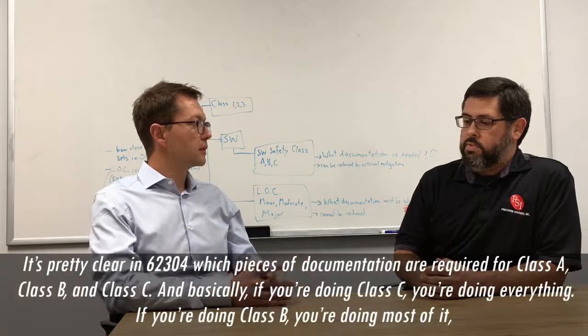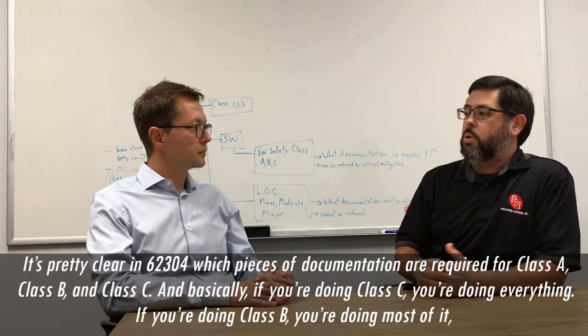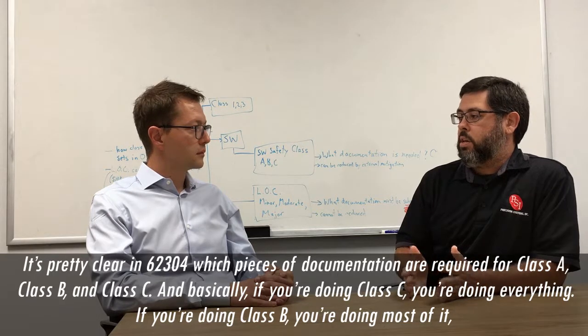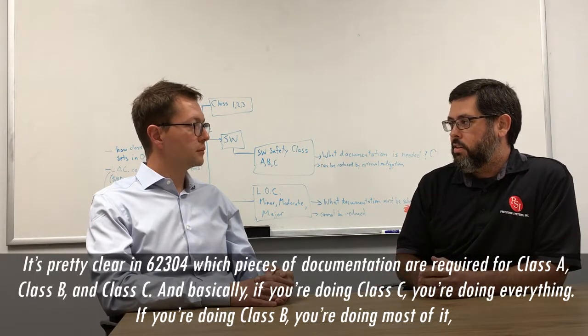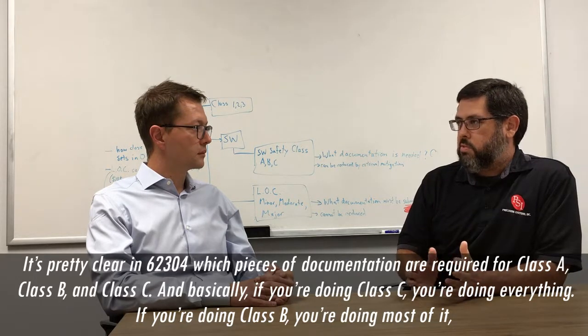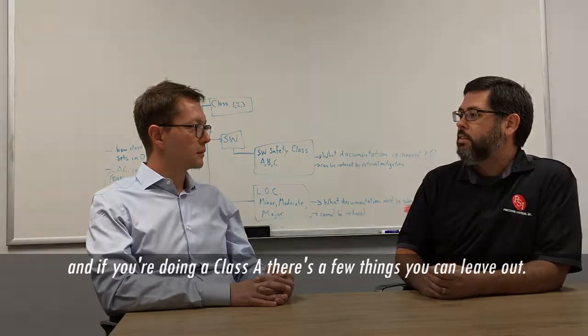It's pretty clear in 62304 which pieces of documentation are required for Class A, Class B, and Class C. And basically, if you're doing Class C, you're doing everything. If you're doing Class B, you're doing most of it. If you're doing Class A, there's a few things you can leave out.